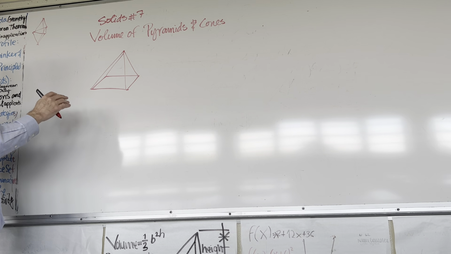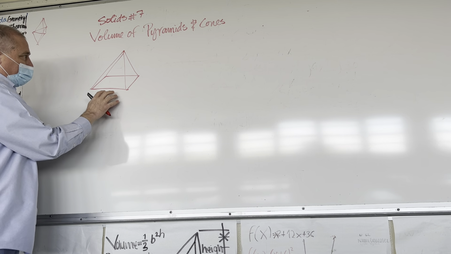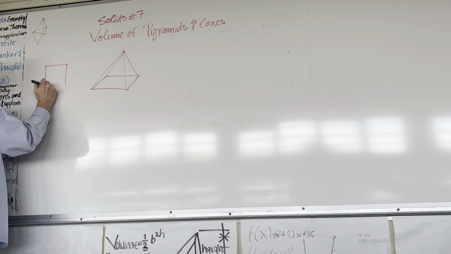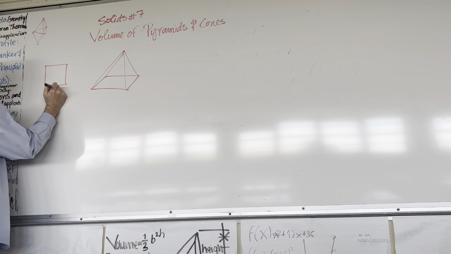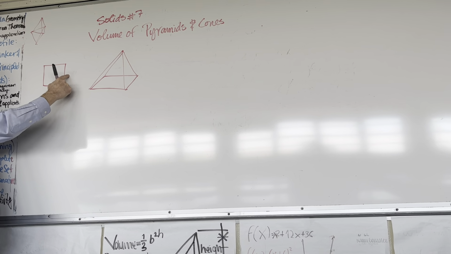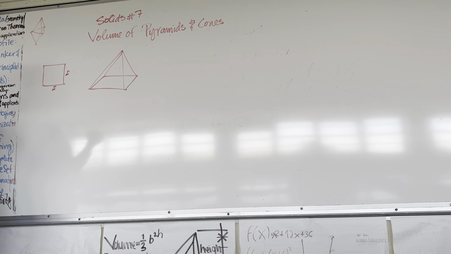So let's talk about finding the area of the base of the pyramid first. If this is the base of the pyramid, and it's a square, and the length of this side is S, how long is the length of this side? S, because they're all the same length.